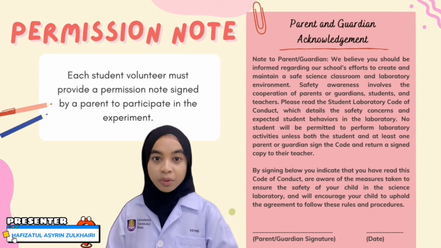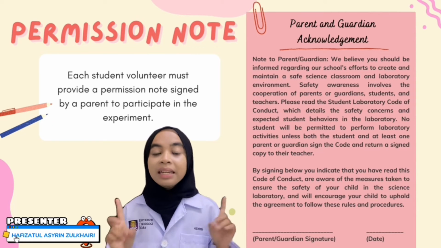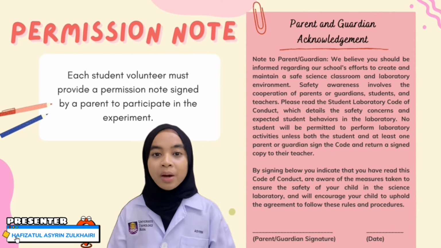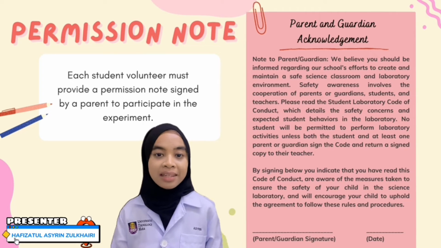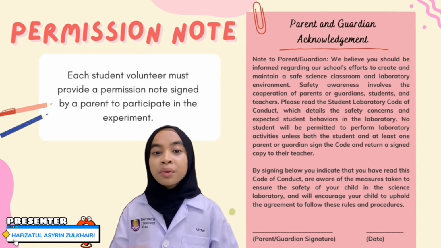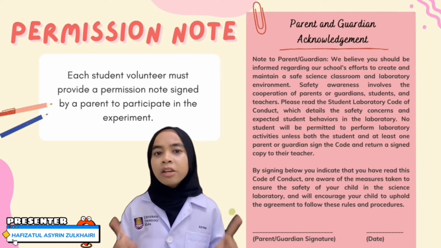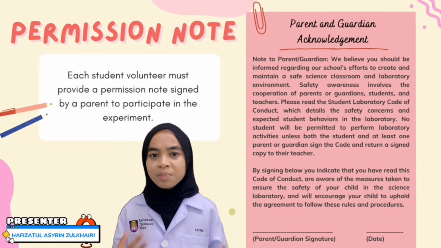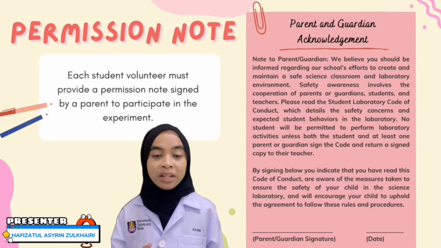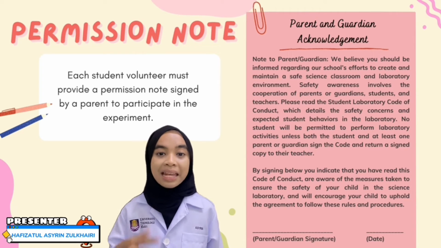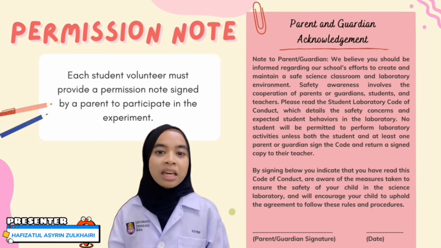For the permission note that was signed by a parent, it indicates that the parent also have read all the rules and hazard, understand them, and agree to allow the children to conduct the experiment. So, if there's anything happen in the experiment, the parent already noted about all the dangers and hazard that exist in the experiment.